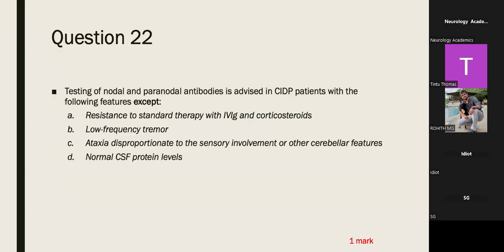Question 22. Testing of nodal and paranodal antibodies is advised in CIDP patients with the following features except: resistance to standard therapy with IVIG and corticosteroids, low frequency tremors, ataxia disproportionate to sensory involvement or other cerebellar features, and normal CSF protein levels.